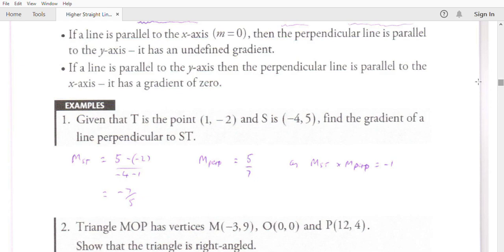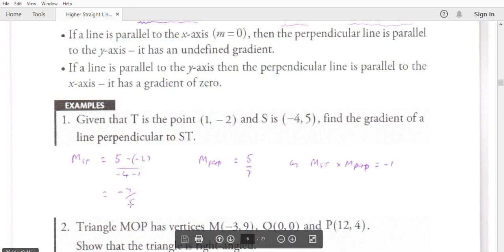So let's have a go at a couple of questions. Given the points T and S, find the gradient of the line perpendicular to ST. Let's find the gradient of ST first of all. Again, y2 minus y1 over x2 minus x1 to find the gradient. That'll come out as -7/5. To find a perpendicular gradient, we invert that, which should be -5/7, and then change the sign. So the perpendicular gradient would be 5/7, as m_ST multiplied by m_perpendicular equals -1.